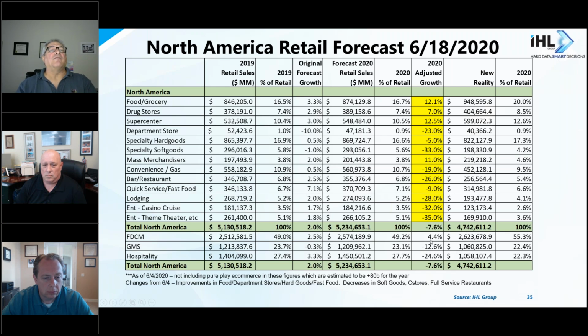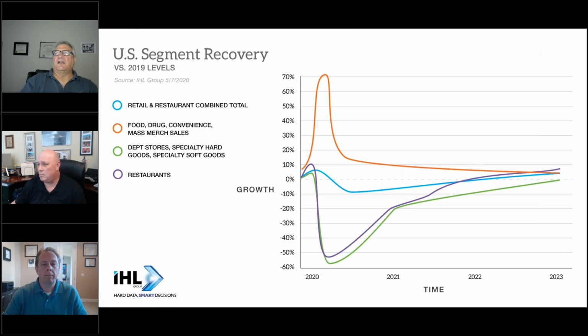Well, bottom line for FDCM retailers, as we look at the lower part of the page here, our estimate remains positive for the year. GMS retailers are going to be down about 12.6%, and hospitality is the one that's really going to be hurting at -24 and some. So with that, I guess this is my last or next to last slide, I forget.